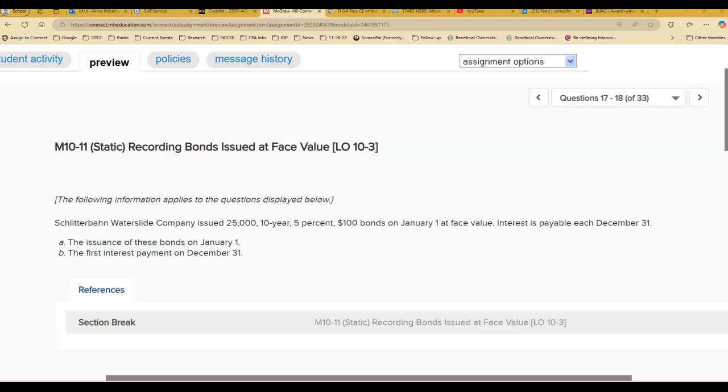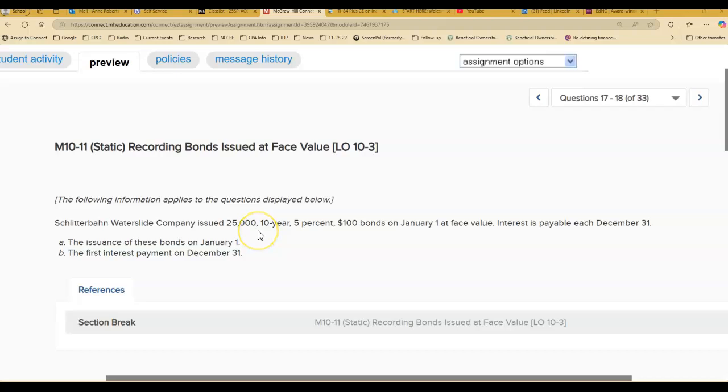We've got the Schlitterbahn Waterslide Company issued 25,000 10-year 5% $100 bonds on January 1 at face value. Now the one slightly oddball thing about this is it's a $100 bond. Then it says interest is payable each December 31.